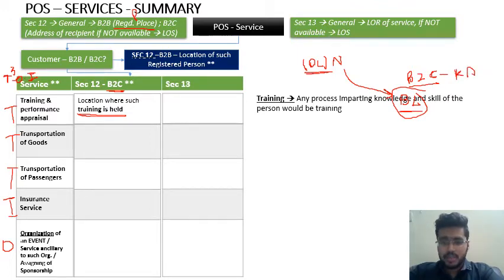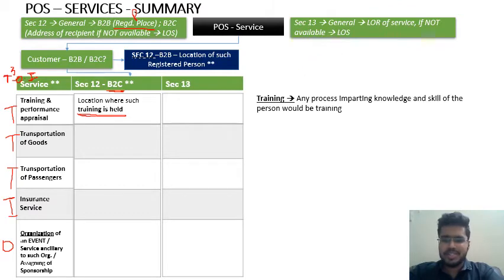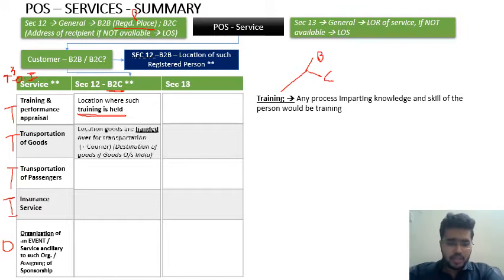So when you're dealing with training and performance appraisal services, right? If you're dealing with a B2C customer, the place of supply will be the place where the training is held. That will be the place of supply, right? And training, my friends, is not defined under these provisions. So as I can say, any process imparting knowledge and skill to a person can be considered as training, right? And you need to see whether your customer is B2B or B2C, guys. It's very important because that's going to determine the place of supply, right? So similarly, transportation of goods, right?